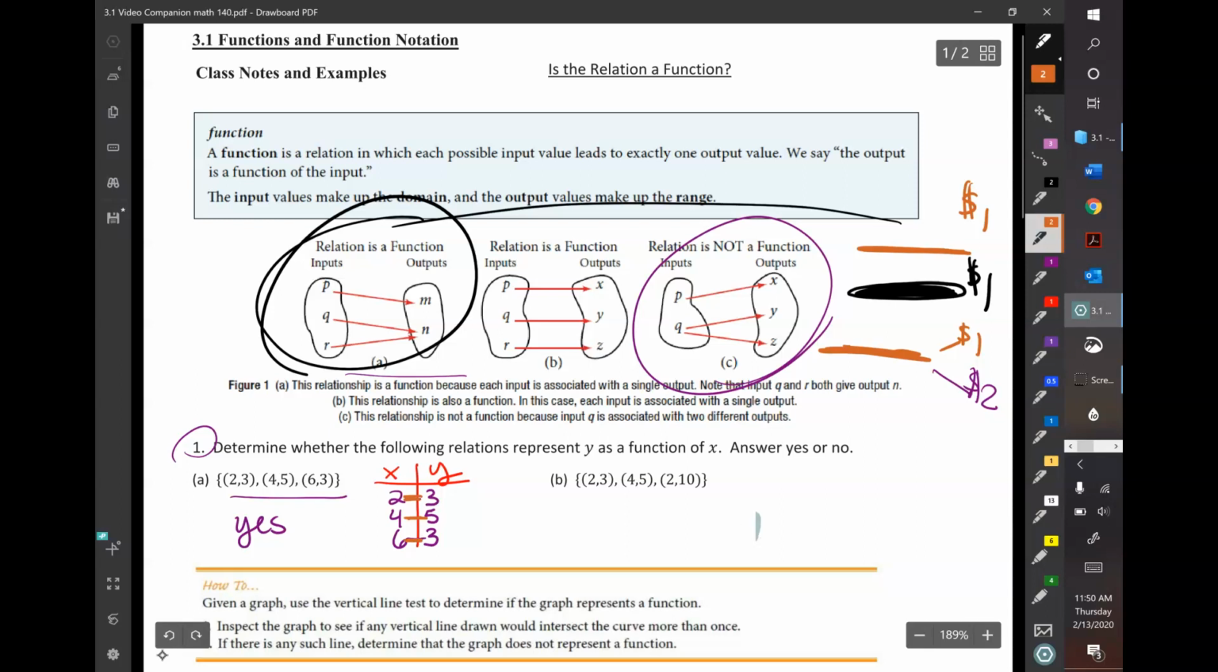So if we look at this next one and do the same process, we would have 2 goes to 3, 4 goes to 5, 2 also goes to 10. Now that's going to cause us a bit of a problem. It's kind of like we have that different price tag for the same item. So say the 2 is, for instance, a pen and it costs $3 and $10. That would make sense to be a function. Right?